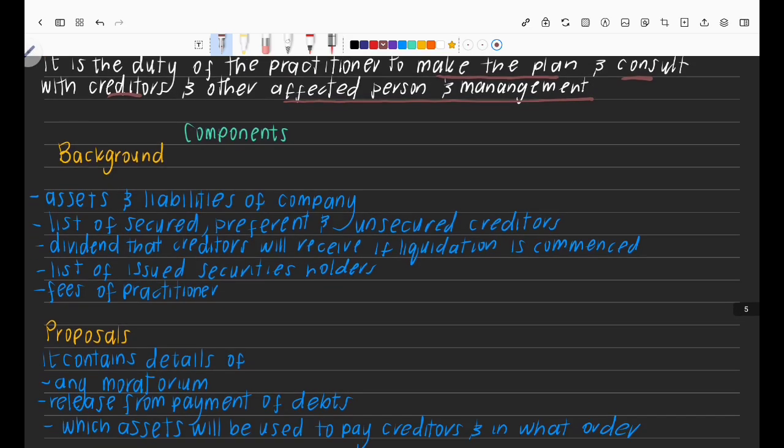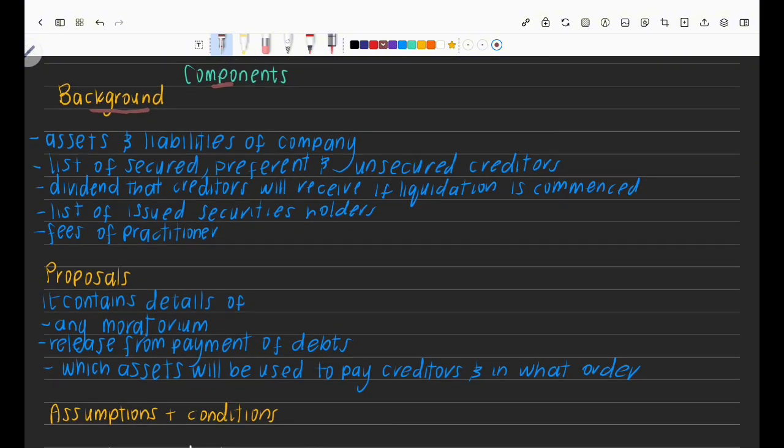What are the components of this plan? We need to have the background of this plan. So this plan needs to tell us about the assets and the liabilities of the company. It needs to list secured, preferent and unsecured creditors and how they are going to be paid and in what order they are going to be paid, right?